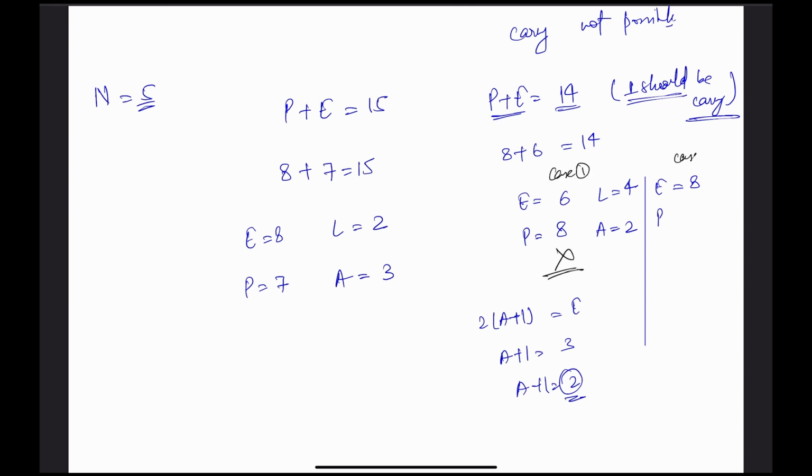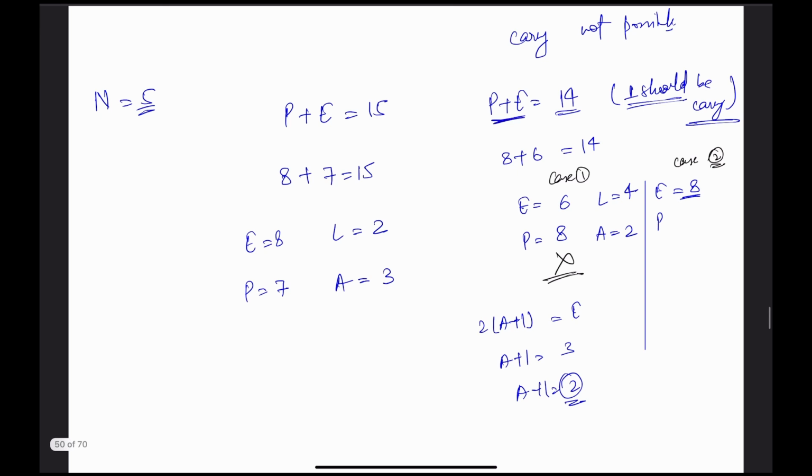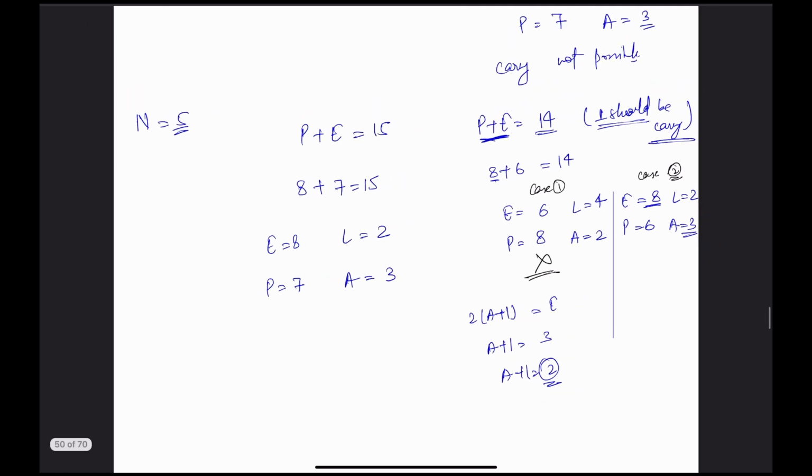Case 1, case 2. In this case, if e is 8, then p will be 6. If e is 8, l will be 2, a will be 3. Again this is the same condition, e is 8, this one is 3. But again, I remember in this case the carry is not coming. So I can say this is also wrong.